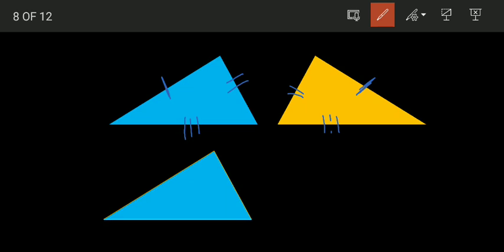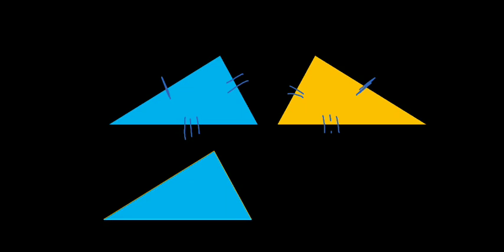So using corresponding sides and corresponding angles, we have different criteria to find the congruency of triangle. In next session, we are going to learn the criteria to find the congruency.